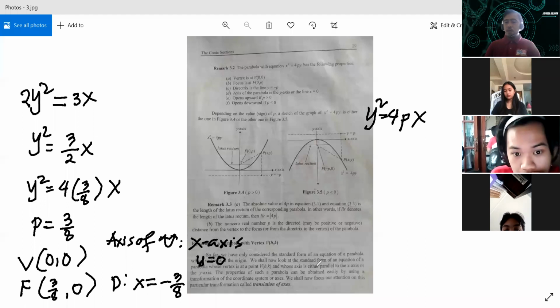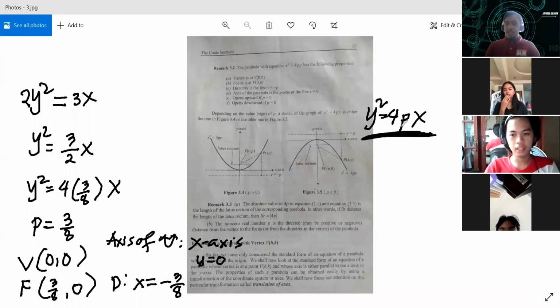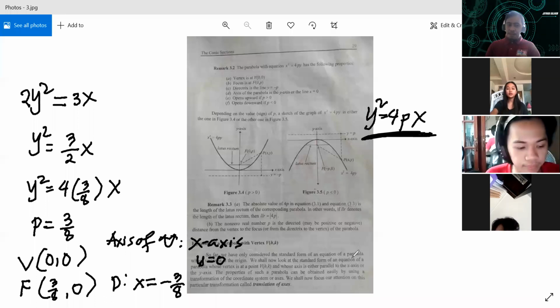And what is the direction of your parabola? Is it left or right? Left or right, sir. Right? It should be left or right.